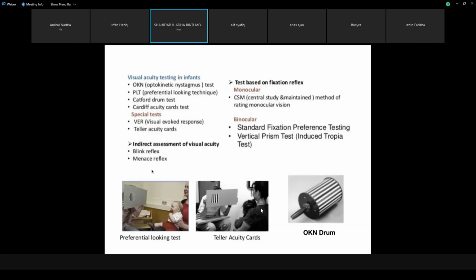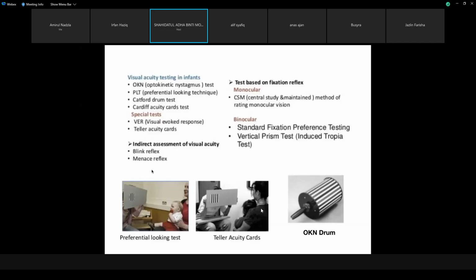Alright, if the patient blinks, other than that you can shine a bright light. If the baby responds to all these, we can say that this baby has vision. But how much, we don't know, but we can say there is some vision.